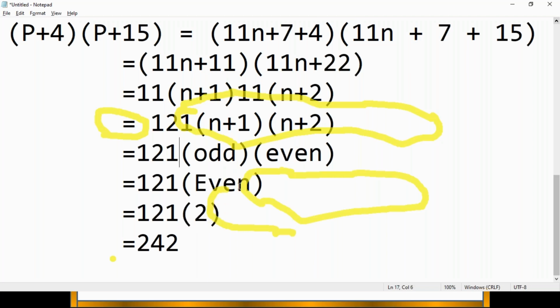So 2 always divides this even number. The 2 always divides the even number. So that is the reason we can take the minimum possible value 2. So 121 into 2, 242 is compulsorily divisible by, divides P plus 4 into P plus 15. Is it okay, all of you?